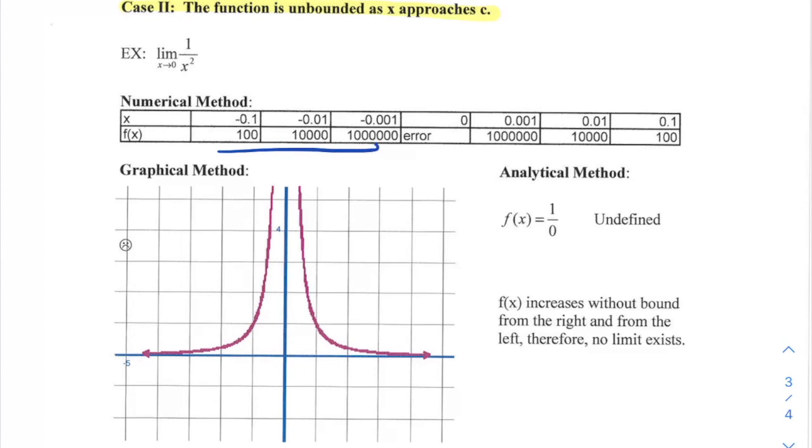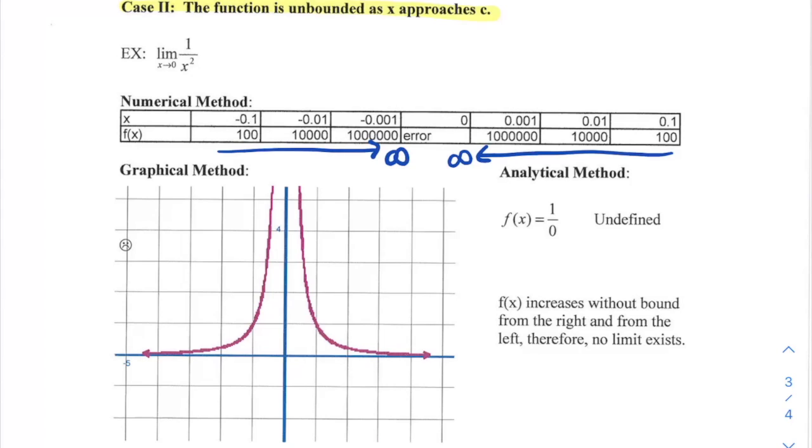Well, as we approach from the left, it seems like it's growing at a very quick rate, right? It's not growing in a very methodical way. It just seems somewhat exponential even. And so this one looks like it's getting very, very large in a positive direction. As we approach from the right, it's getting very, very large as well.